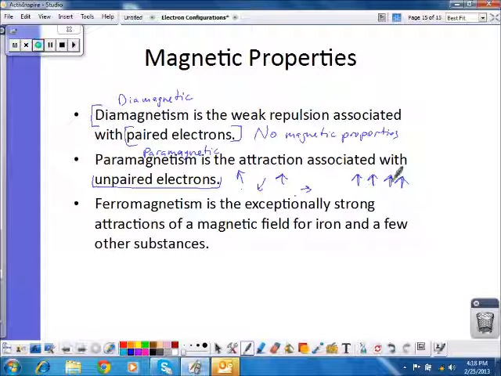Then there's a third type of magnetism called ferromagnetism, which is what we associate with permanent magnets. The thing that's sticking to your refrigerator is a permanent magnet. So that displays ferromagnetism. That's iron and a few other metals. Neodymium is a really strong ferromagnetic element, and that's the magnet used in computer hard drives. It's extremely strong. And so these magnetic properties are based, at least in part, on paired versus unpaired electrons in atoms.